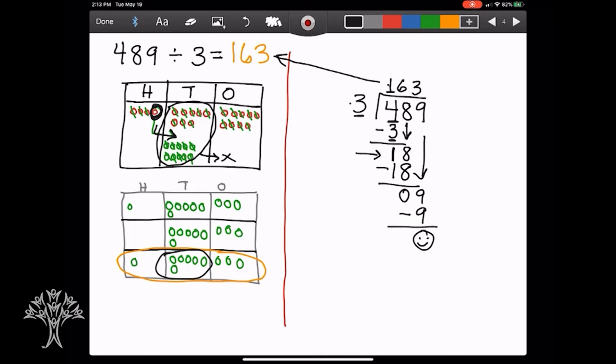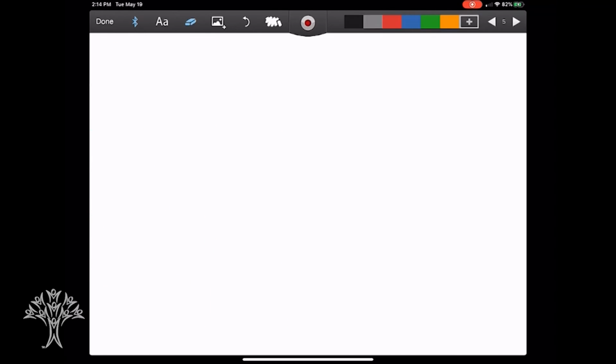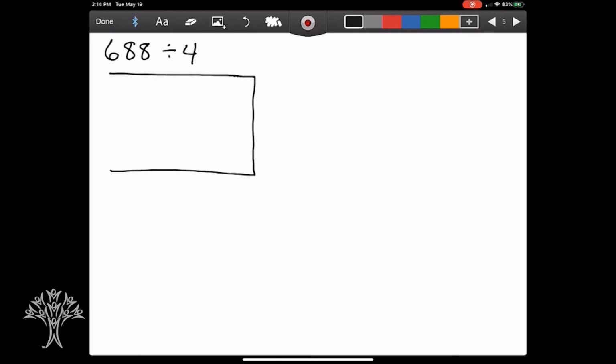Let's try it with another one together, and this time we're going to change the divisor. We've been using 3 as our divisor. Now we're going to try it with a 4. Of course, you can do it with any number, but let's try this. So 688 divided by 4. So first, let's draw that place value chart.